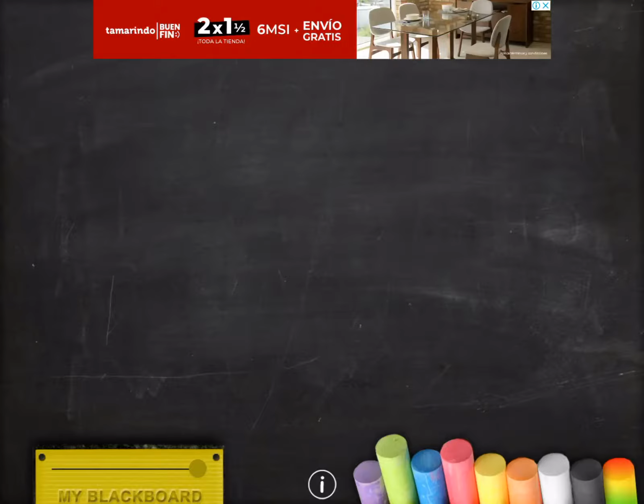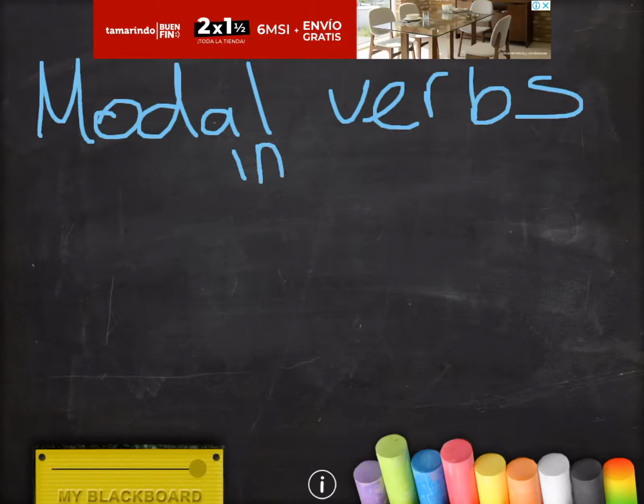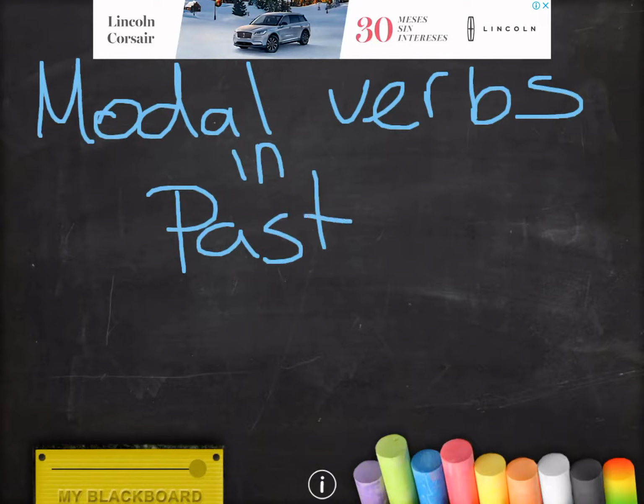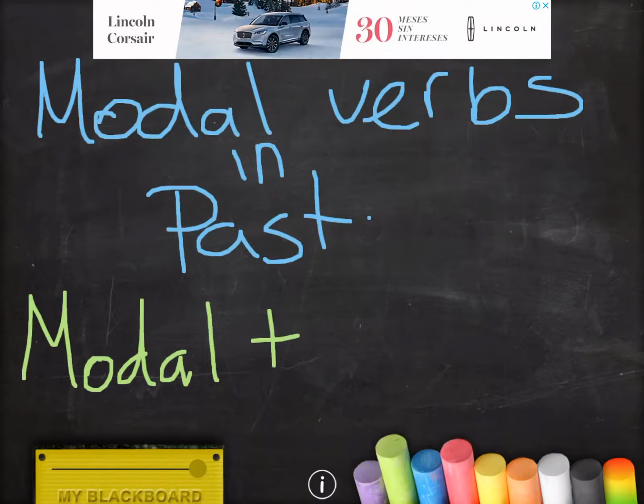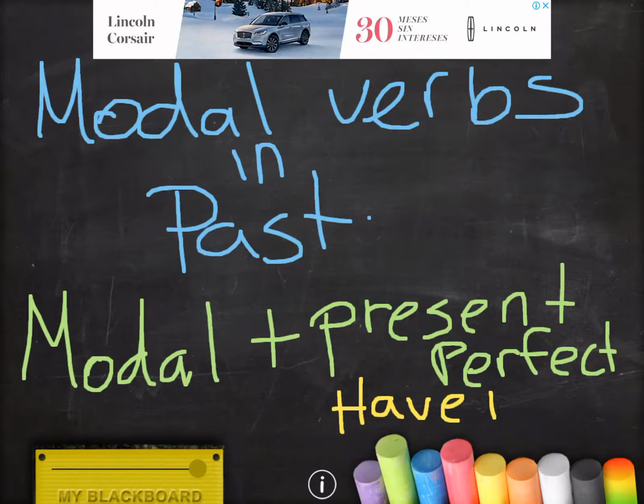But what about, in this case, English 6, modal verbs in past? They are formed by the modal plus a present perfect. And how is the present perfect formed? Have plus a participle. In this case, we are going to use have for everybody, for all the persons. It doesn't matter if it's she, he, or it. We use have. So let's check.